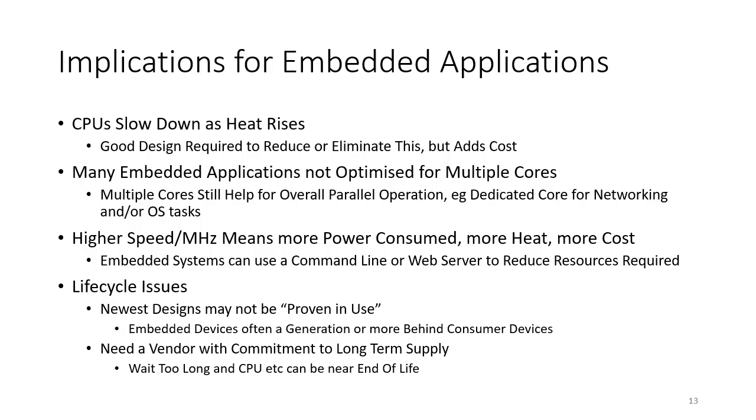So there are some CPU implications for embedded devices. First of all, as a CPU gets hotter, generally it slows down. Now, you'll see this in a gaming computer. When it gets really hot, you'll start to lose frames. You may get corruption of the graphics screens. Under extreme circumstances, if your chip gets too hot, then the game may crash and the whole computer may even shut down. So a good design is required to reduce or eliminate this, but of course this adds costs.